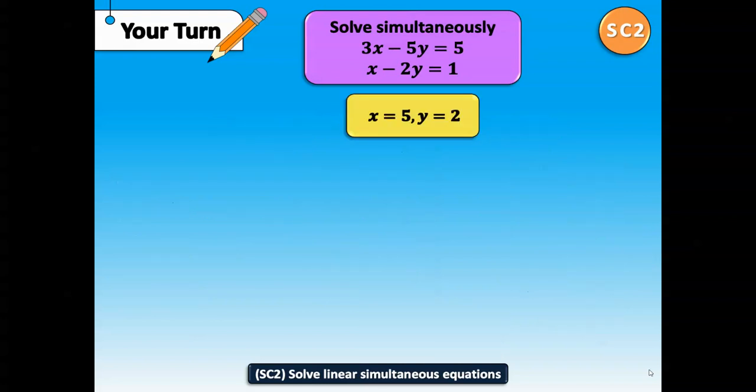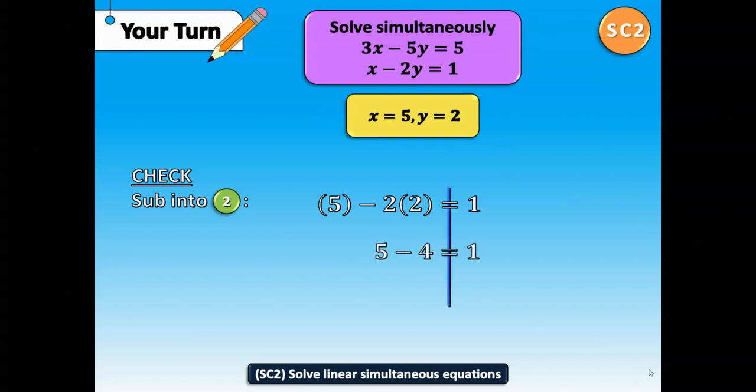Again, I can check I've got this right by substituting both answers into the second equation. So x minus 2y equals 1 becomes 5 minus 2 times 2 equals 1, which it does. So I know I've got it right.